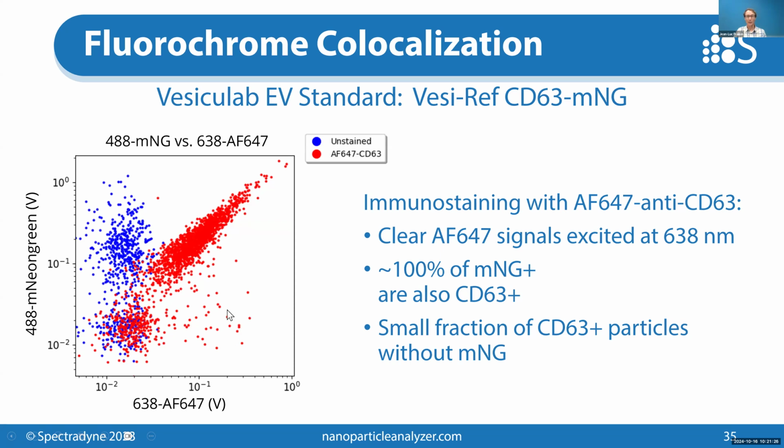There's also a small fraction of CD63 positive particles in this lower quadrant that are picking up the antibody but do not express the mNeonGreen, and those are maybe wild type particles that don't have the fusion protein. Again, we can be quantitative about all of these quadrants. We can see really nice purity of the sample. Actually, almost 75% of the particles in the sample express the CD63 mNeonGreen fusion. That's up in this quadrant.